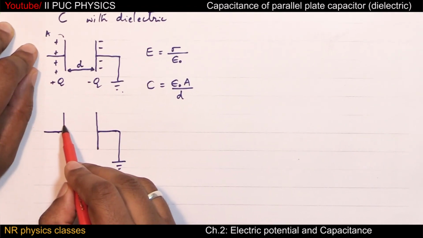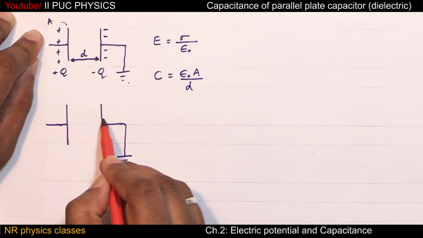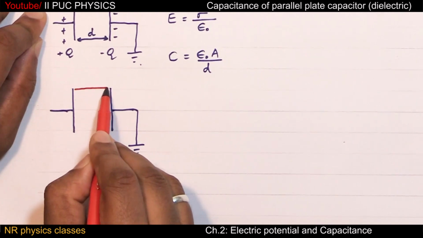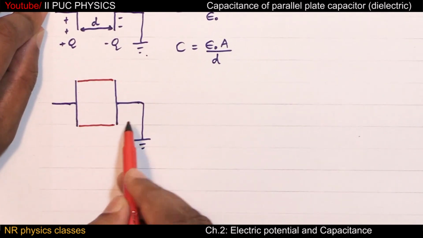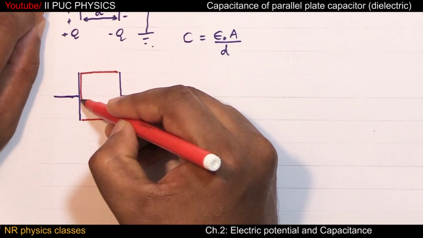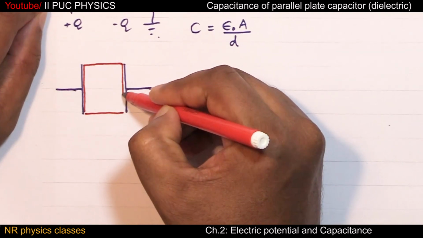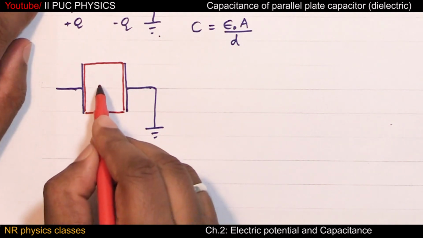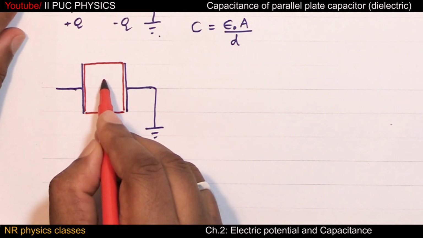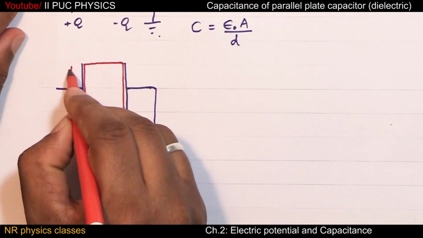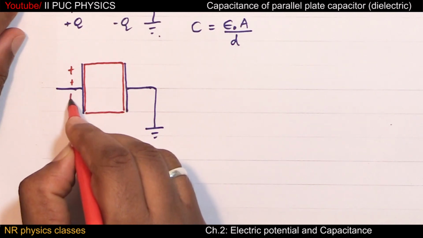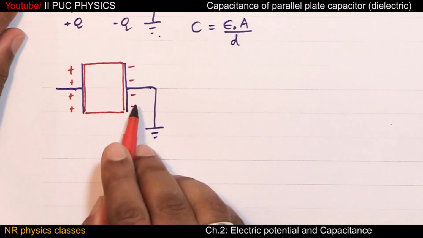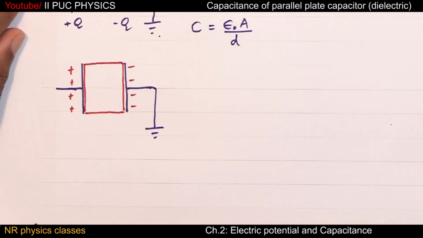Now, the space between the plates is filled with suitable dielectric medium. Let this be the dielectric medium, like paper, glass, mica, water. It should be an insulator, that's all. If this is a dielectric medium, when charge is given to one plate, opposite charge is induced because the second plate is connected to ground.